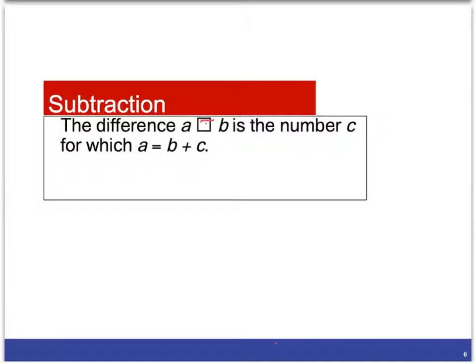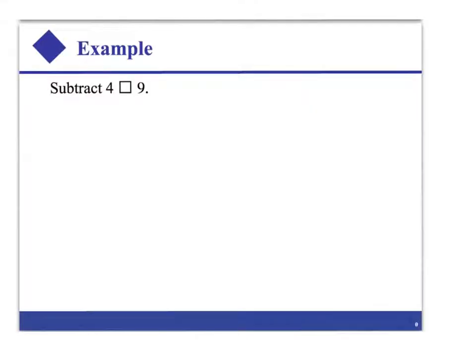So the difference of A minus B is the number C, for which A equals B plus C. You've seen that before. The wording, sometimes when they give us problems like that, they just look real funny. So when you think about this, when you have 4 minus 9, think about your checking account. If I have $4 and I'm going to take 9 away, I am still in the hole for $5.